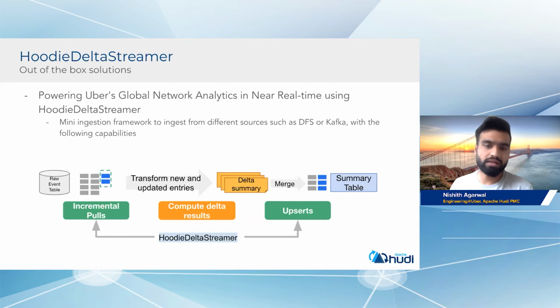And then you plug in Hoodie DeltaStreamer to incrementally pull exactly what changed. If you see the blue boxes, they transform these events and use some kind of reduced delta summary. They use something like T-digest to statistically map a higher order value of numbers to a lower order value of numbers, and then finally upsert that value into their summary table. All of this happens in near real time, and they're able to monitor the whole network analytics with a storage system like Hoodie.